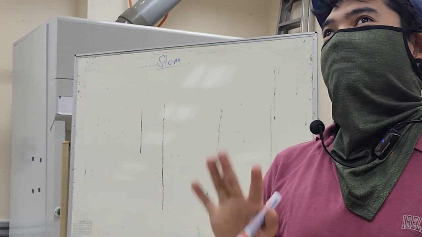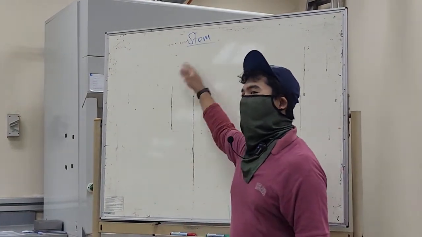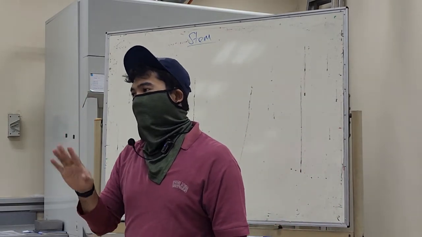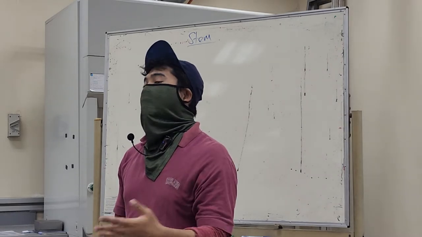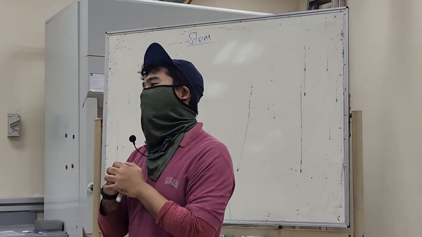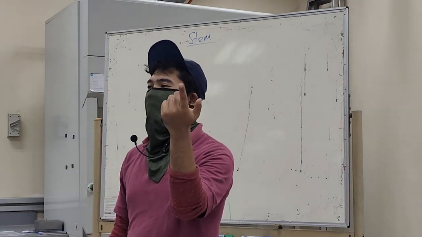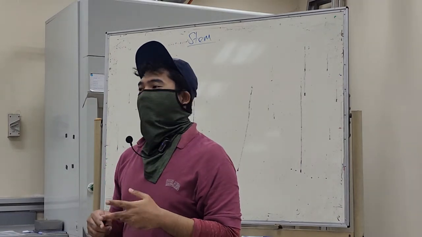So, stem. I think let's look at the primary functions for stem in plants first. Last week, what organs did you learn? Root. What are the primary functions of the root? Absorption. Anchorage. What other one? We got 3.